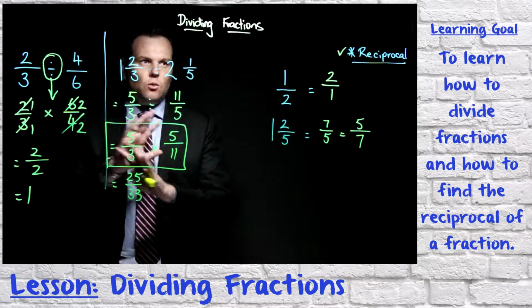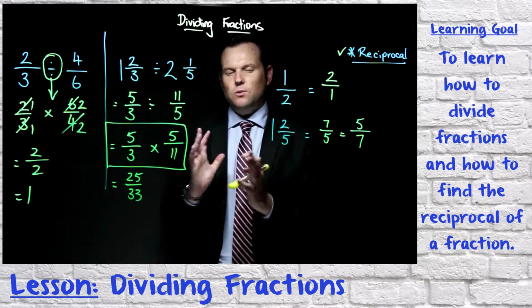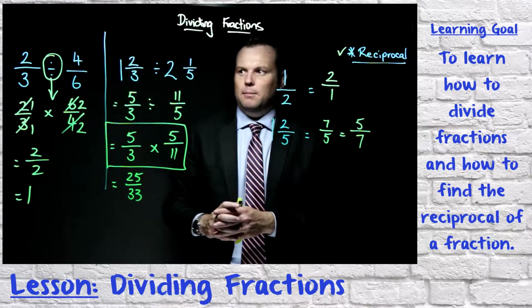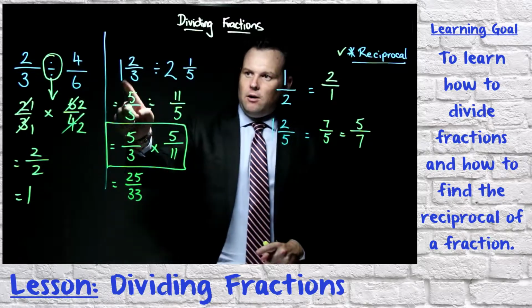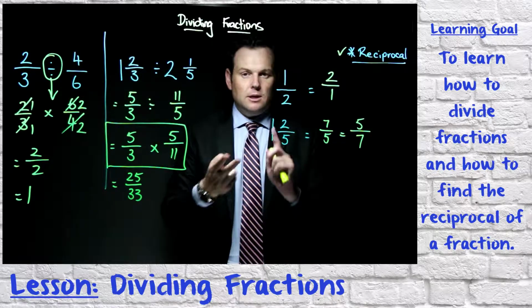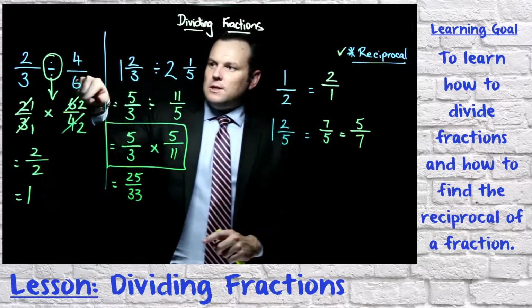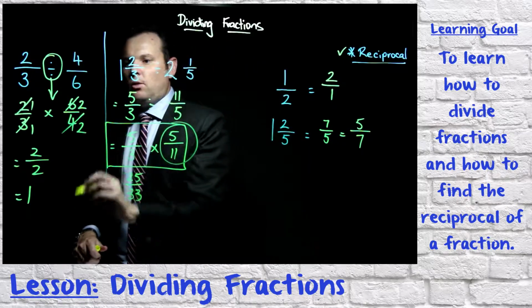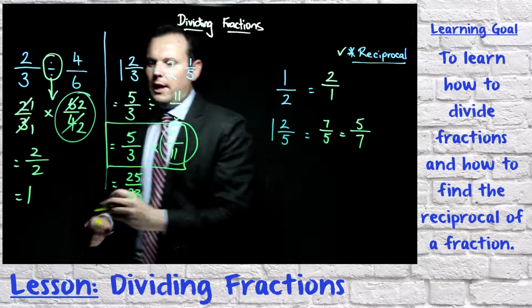So, just to recap, dividing fractions is really simple. You end up multiplying them. Step 1, if there are mixed numbers, you turn them into improper fractions. Step 2, find the reciprocal of your second fraction. So that's a reciprocal there, that's a reciprocal there.